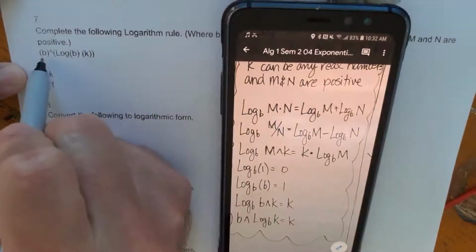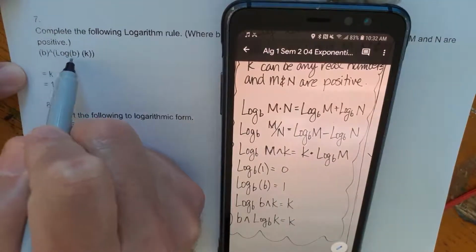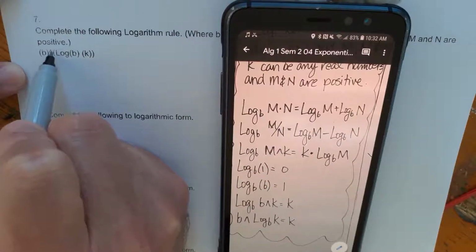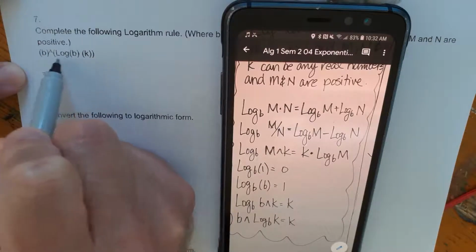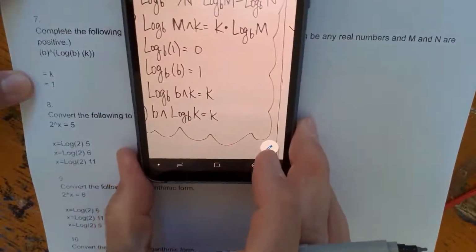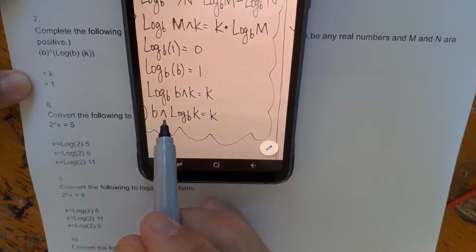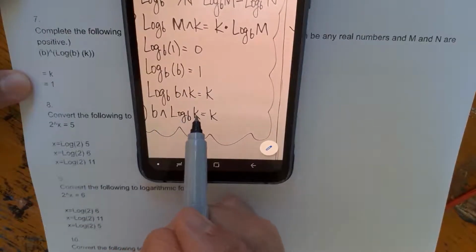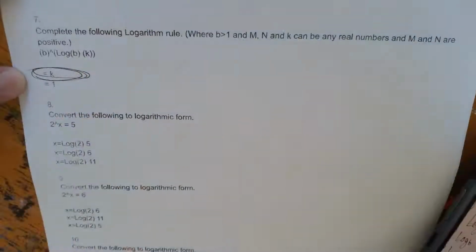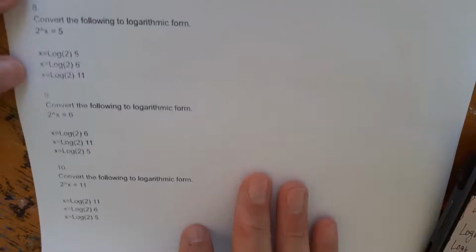This one is b to the log base b of k. So notice the b is being raised to this log base b. This is up in the power. What is this equal to? Let's see if we can find it. Right here, b raised to the log base b of k equals k. So some identity properties we're rolling through.